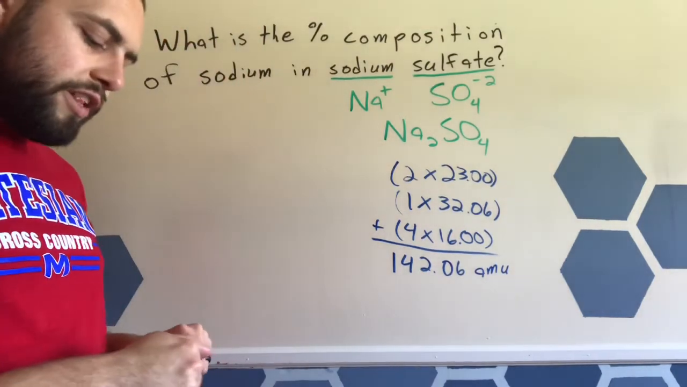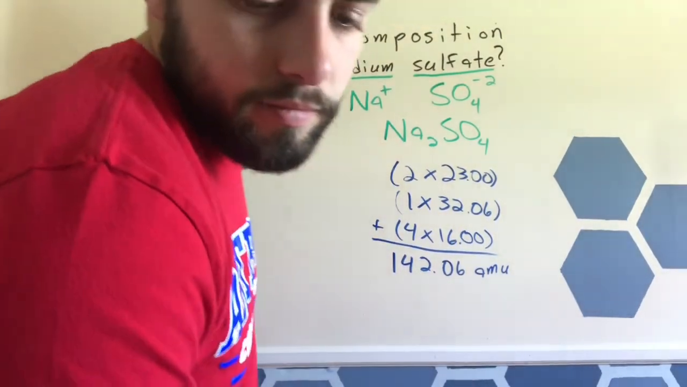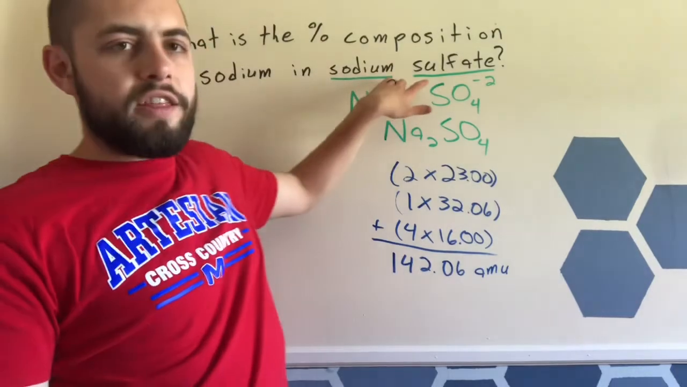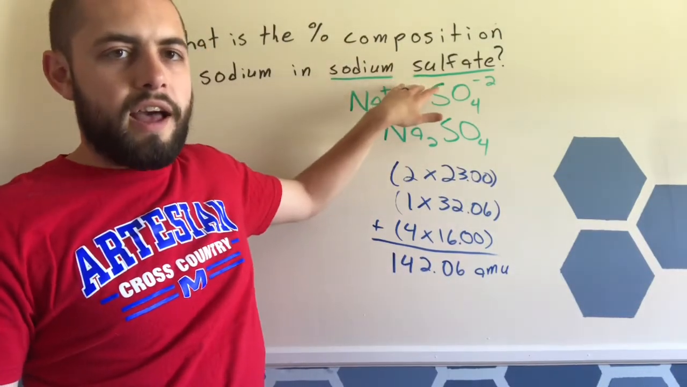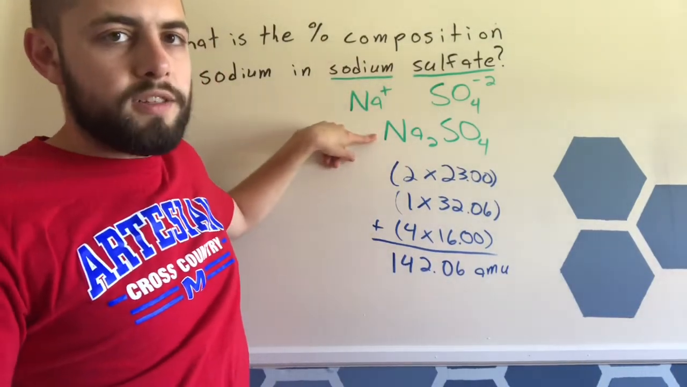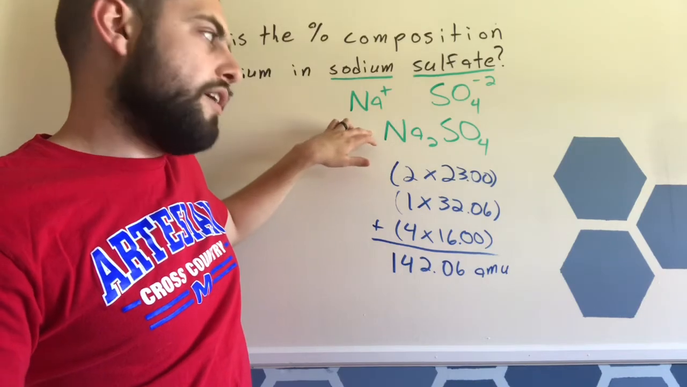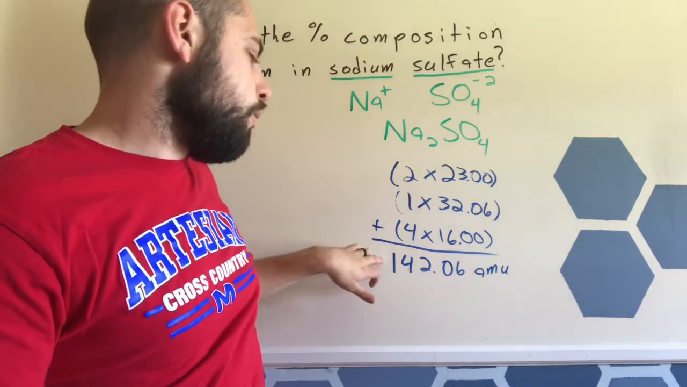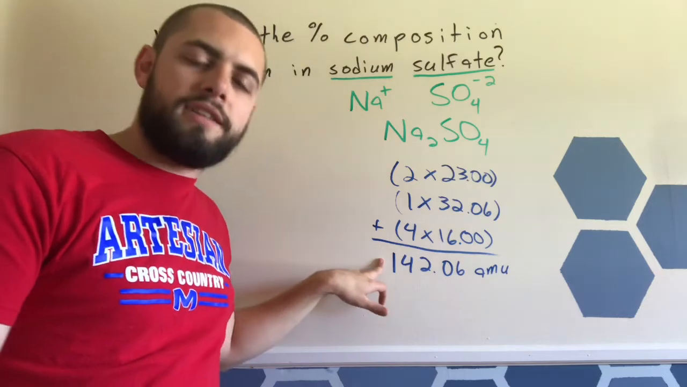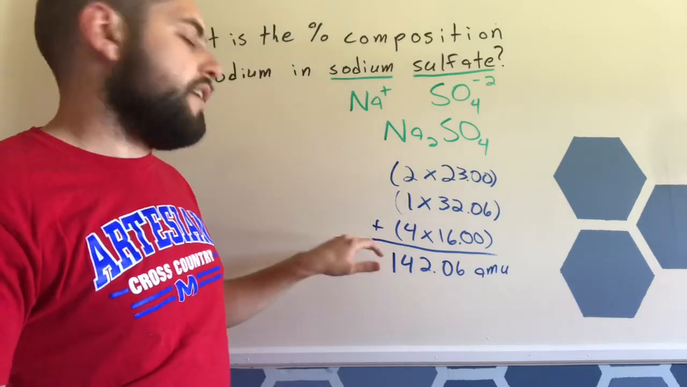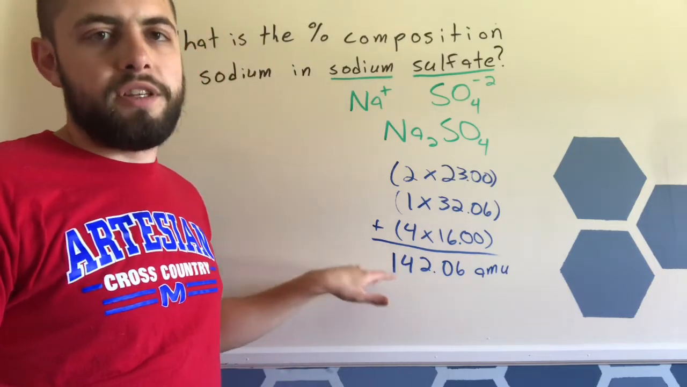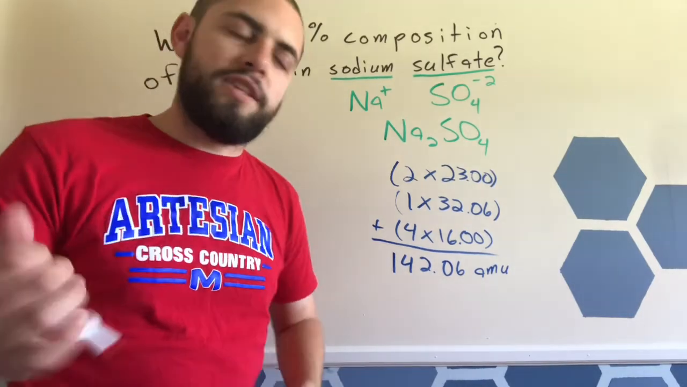So that's a really, really good start. I saw that it was sodium sulfate. I figured out what that formula was. Once I had the formula, I figured out what is the molecular mass of that formula. Now I can use that percent composition formula that I gave you today.